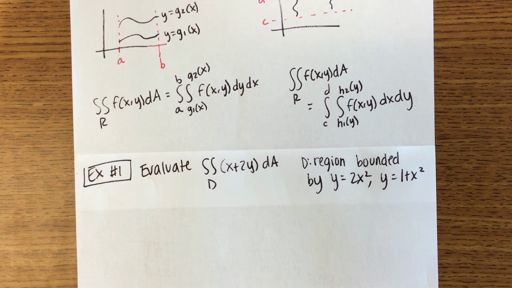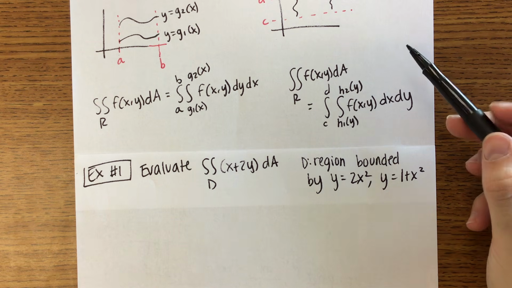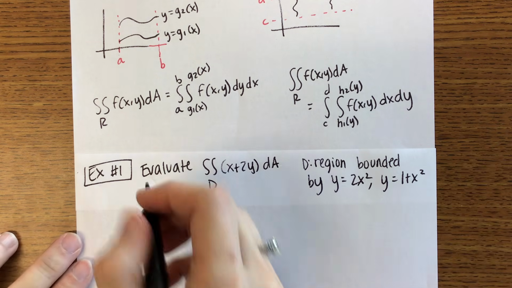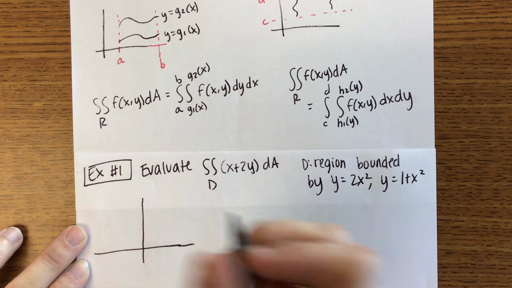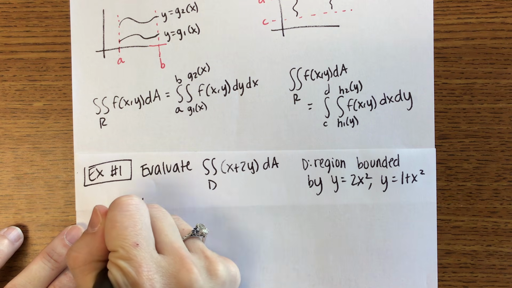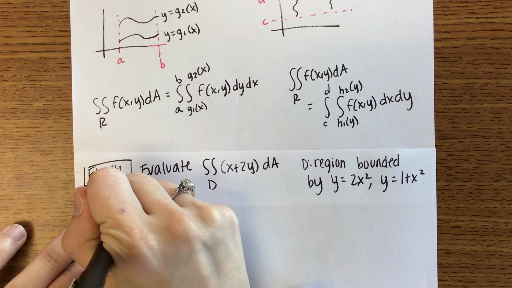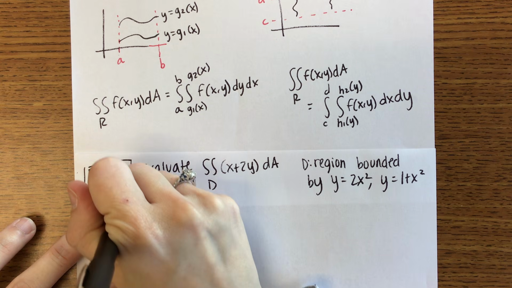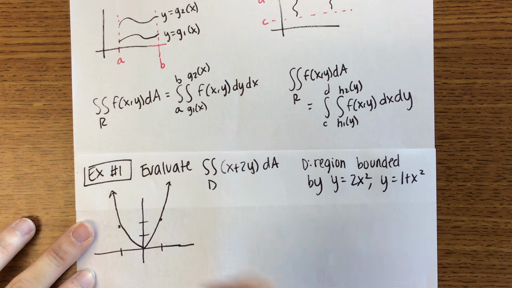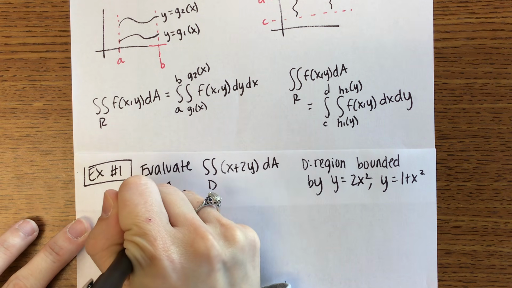Okay. First step is always to draw a picture of your region. So I don't mean draw a picture of this function, I mean just the two-dimensional region. So before I called it R, now it's called D. That's the first thing I want us to do, is draw that region. So y equals 2x squared, it's going to look something like this. 1 plus x squared, it's going to look like this.